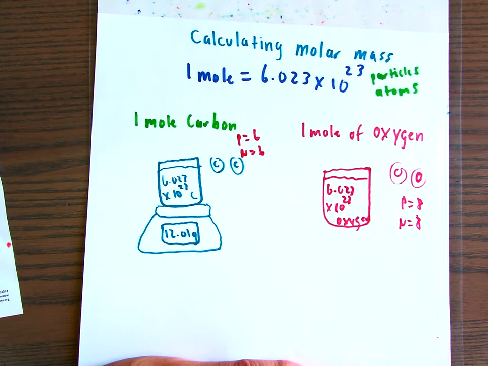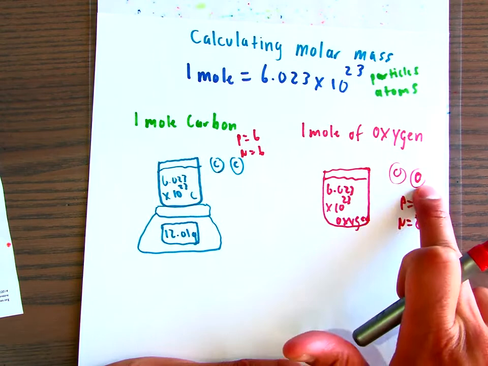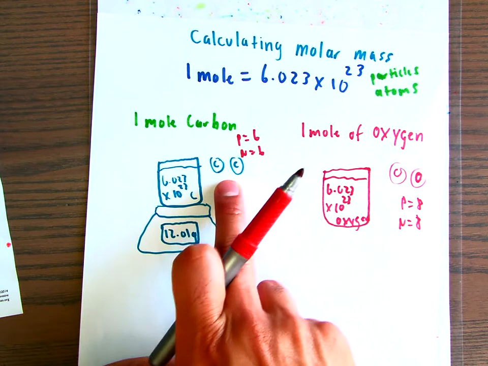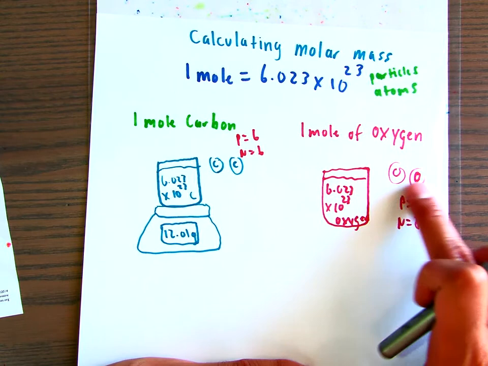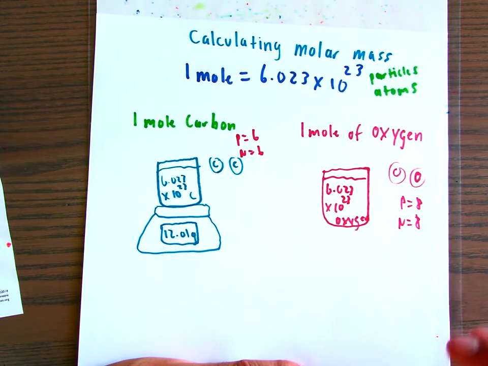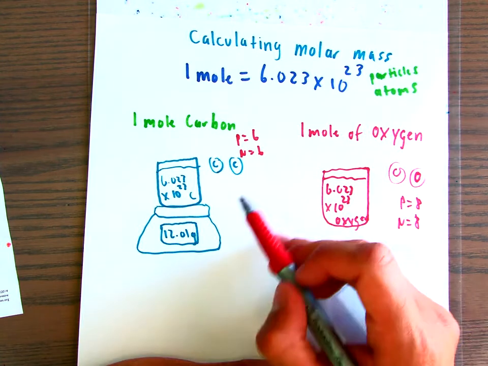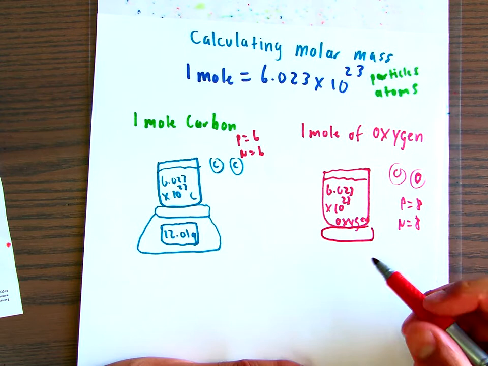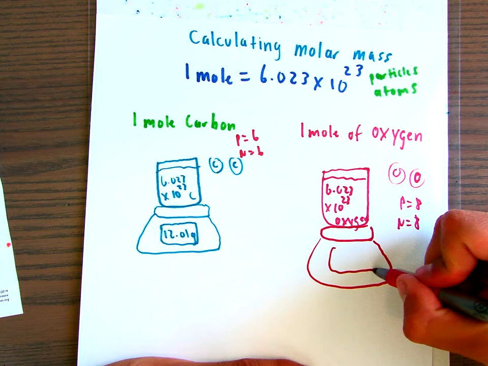So if I have 1 carbon atom, it's going to have a smaller mass compared to 1 oxygen, because oxygens have more protons and more neutrons. If I have 2 carbons, they're going to be smaller than 2 oxygens, right? It's going to weigh less because these are always going to have more protons and neutrons. If I have 6.023 times 10 to the 23rd carbon, it's always going to be less than this. Okay, so if I were to put this on the scale, the scale would read just the mass of that.